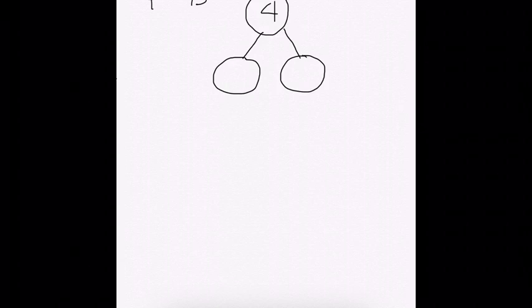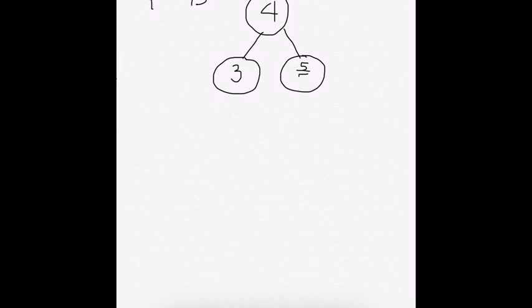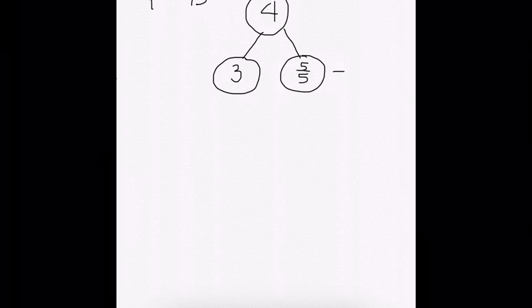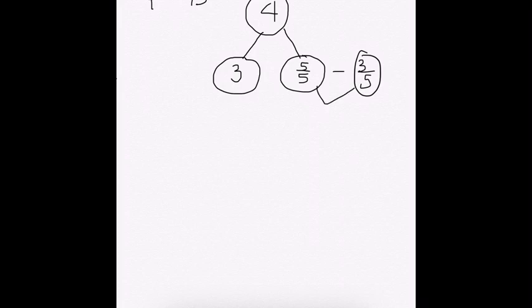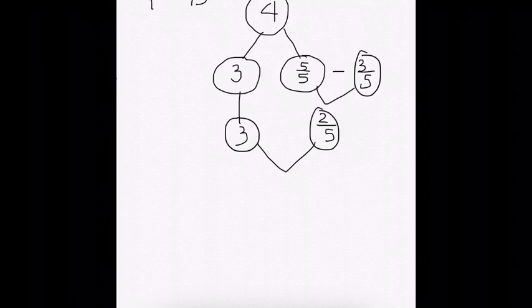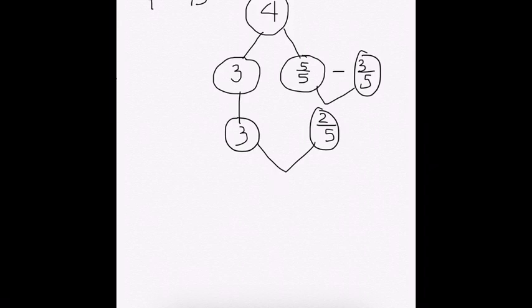So I can put a 3 here, and I could take one of the wholes and break it into 5/5. So then from there, I would say 5/5 minus 3/5 equals 2/5, and I would bring down my 3, and when I put those back together, so I decomposed, and now I'm composing, my answer would be 3 and 2/5.